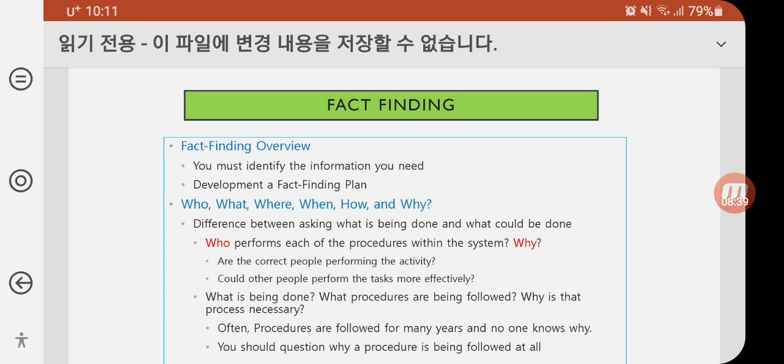Who performs each of the procedures within the system? Why? Are the correct people performing the activity? Could other people perform the tasks more efficiently, more effectively?